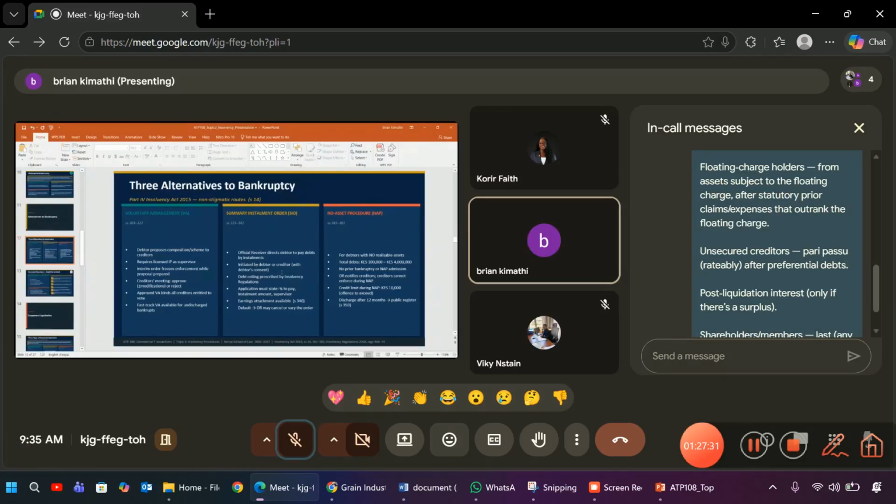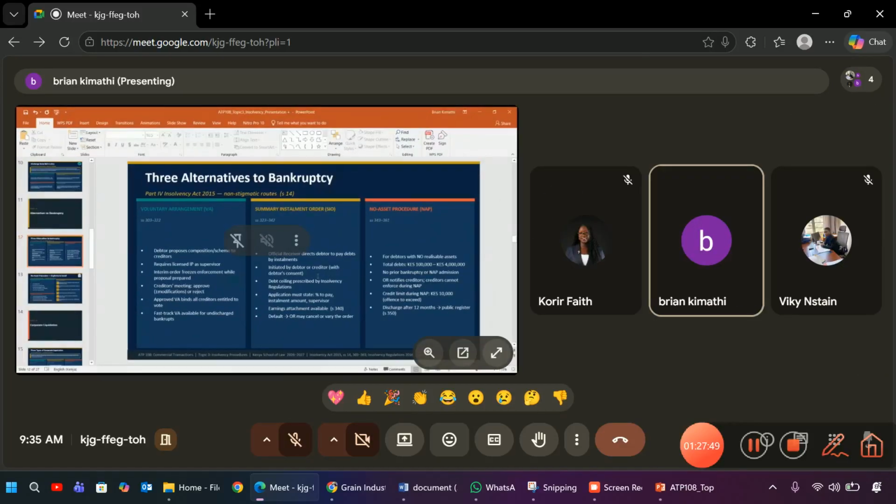So he's making a scheme, a proposal. So it can also be a business arrangement. That was what I was trying to say. So for the voluntary arrangement, it's only the debtor who makes this application. You see, it's only the debtor who can make it.